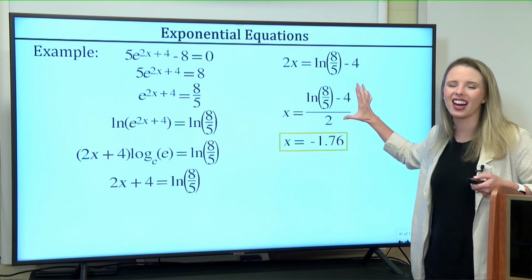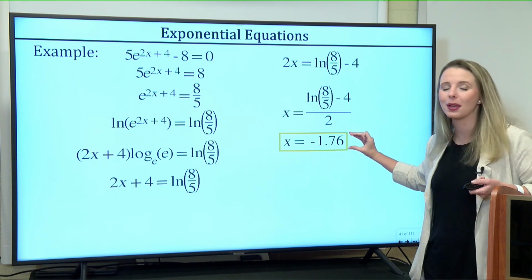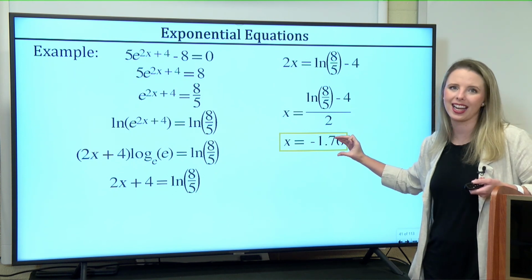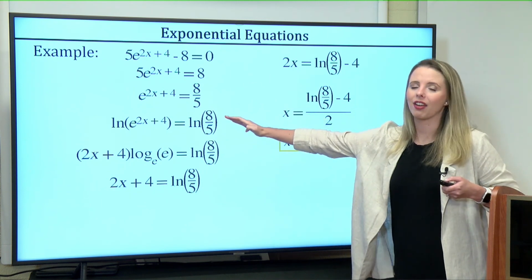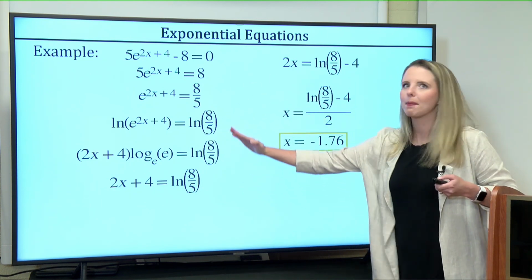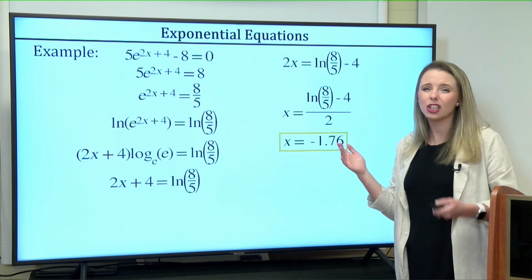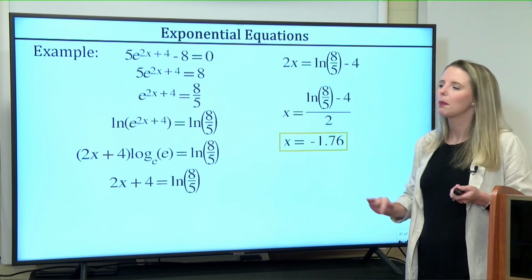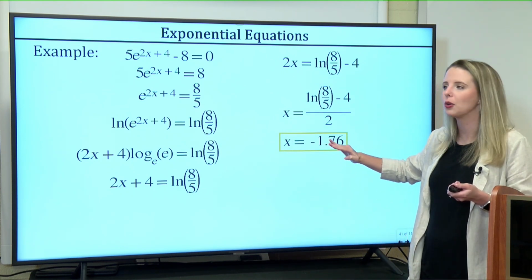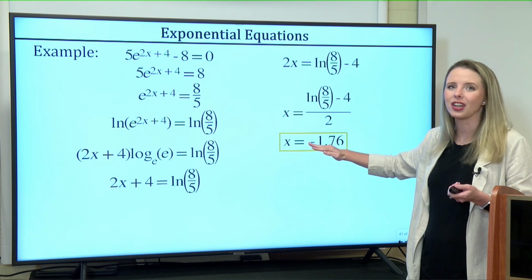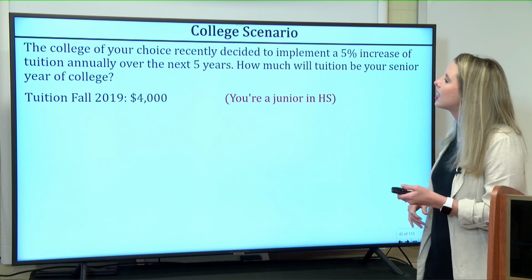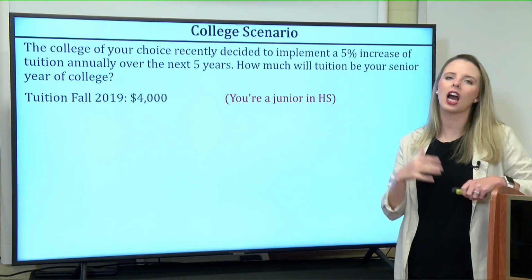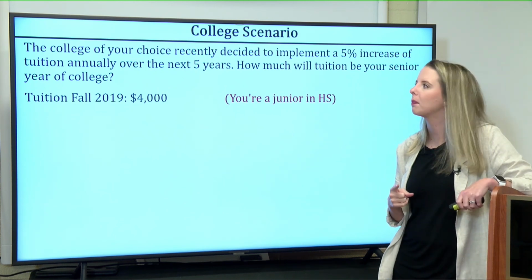This step here is our exact answer, and this step here is our approximated answer, okay? But if we would have started typing ln of 8 over 5 way back a few steps ago, our answer would have been a little bit different. But this is going to be as close to an accurate answer as we can get other than the step before. So let's go back and let's talk about the college scenario that we talked about on week 1.